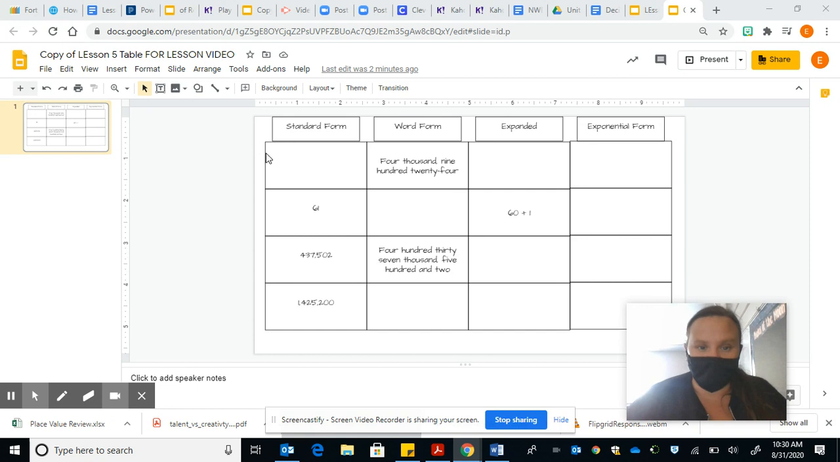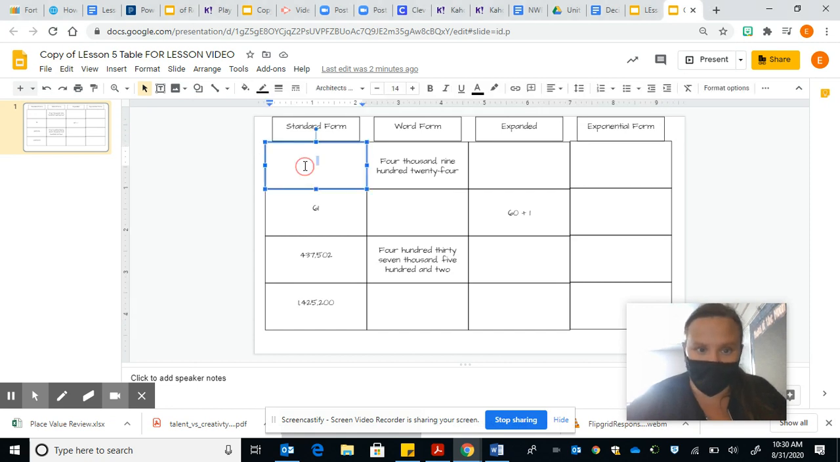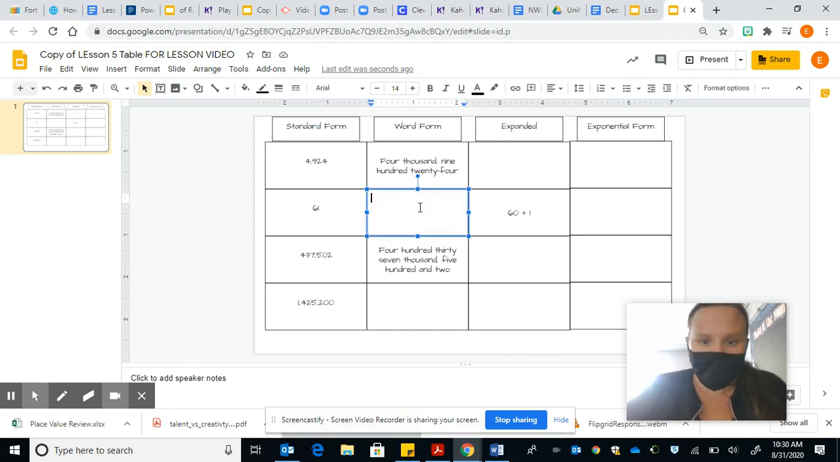We're going to start by just these two tables only since we don't have a lot of time. This lesson took us a little bit longer in class, so I imagine it's taking you longer too. The standard form for 4,924. Three thumbs up if that's what you had. Okay. For this one, 61.